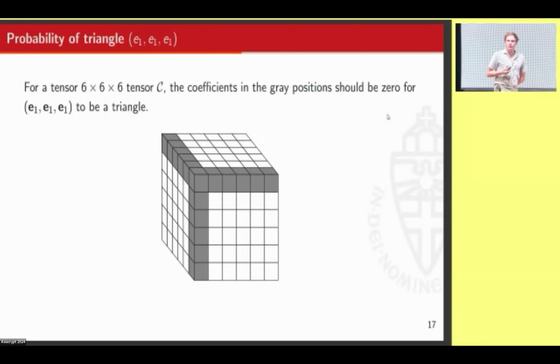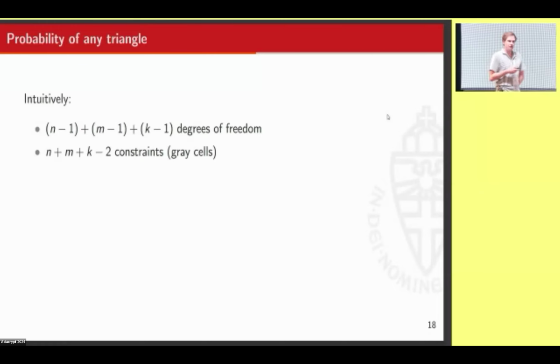So let's look for this tensor at the triangle E1, E1, E1, where E1 is the basis vector. Then basically, if we apply this, we want E1, so the top slice, and then E1, so the first row, we want this to be the 0 vector. So in other words, all the gray cells need to be 0. So intuitively, this means that we have n plus m plus k minus 2 constraints. And recall that we can pick any triplet of vectors. So this is the amount of degrees of freedom.